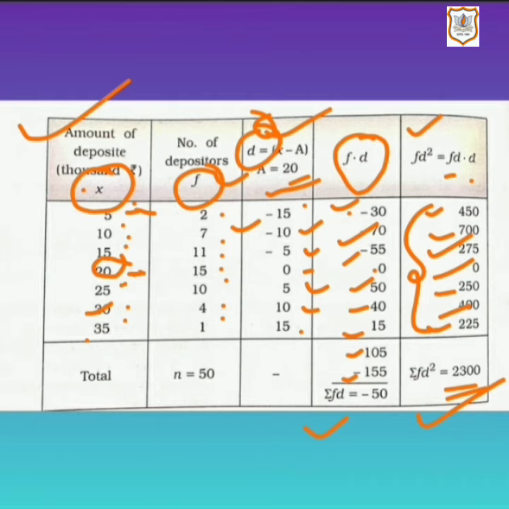Now let's put the values in the formula and find the coefficient of standard deviation. With the help of this sigma fd and sigma fd square, first we are going to find standard deviation. So you have to keep in mind these values: n value, sigma fd value and sigma fd square value.